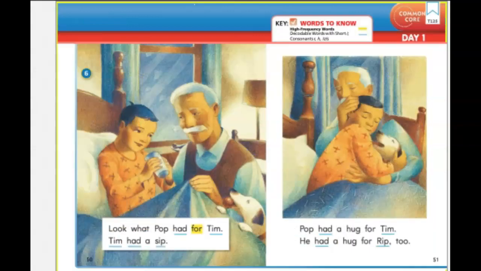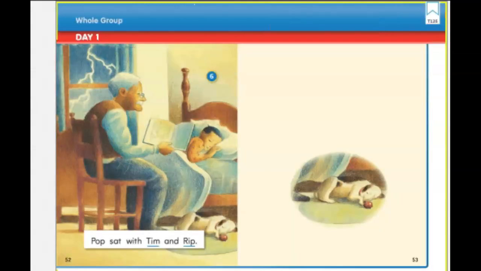Look what Pop had for Tim. Tim had a sip. Pop had a hug for Tim. He had a hug for Rip too. Why do you think Pop brought Tim a drink? Do you think it's because Pop knew that Tim was scared and a drink might make him feel better? I think so too. Pop sat with Tim and Rip.